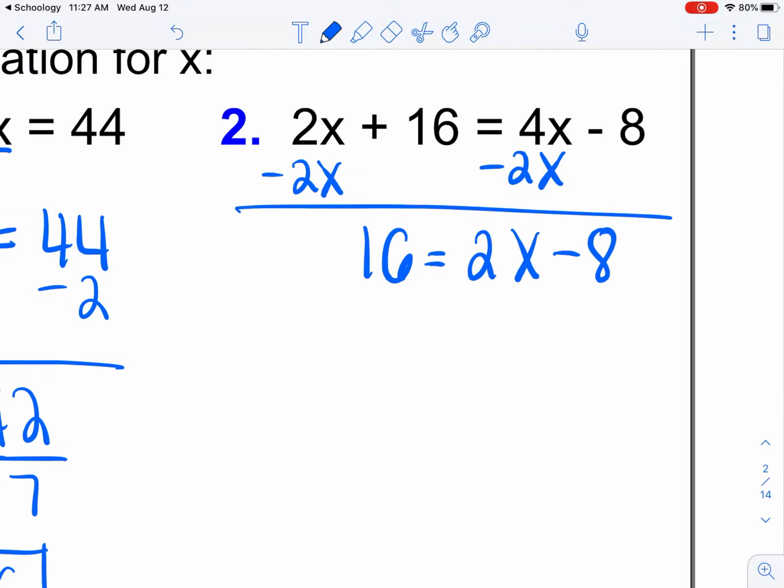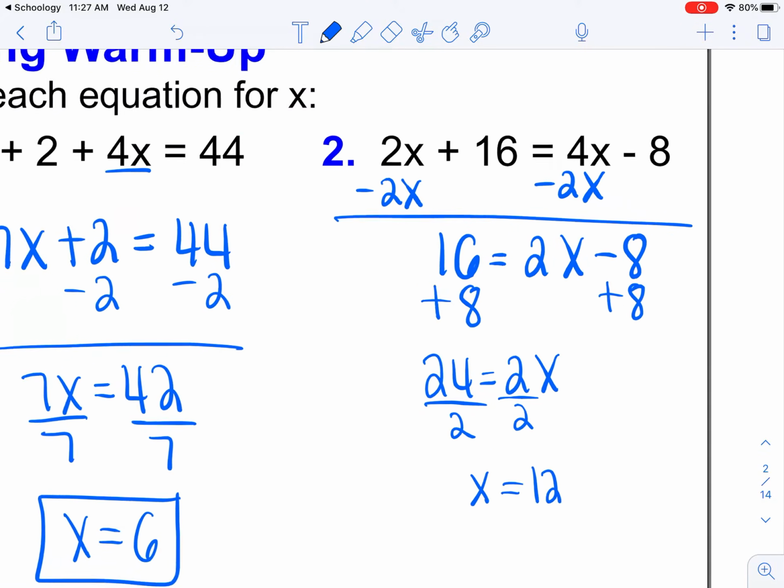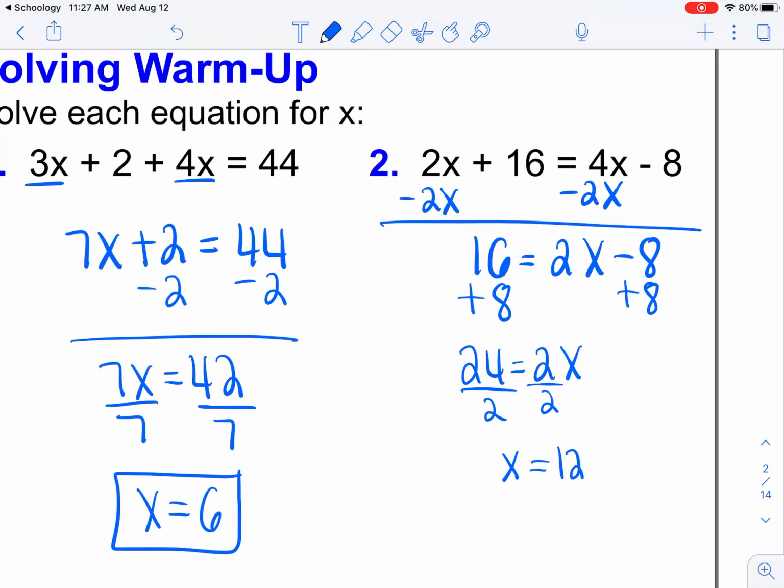Now I need to get the x by itself, so I'm going to add 8 to both sides. I have 24 equals 2x. And then finally divide by 2. X equals 12. If you're like, I did it a different way, I subtracted 4x from both sides first. If you still got 12 as an answer, you did it correctly. If you didn't get 12 as an answer, that's where your way didn't work.